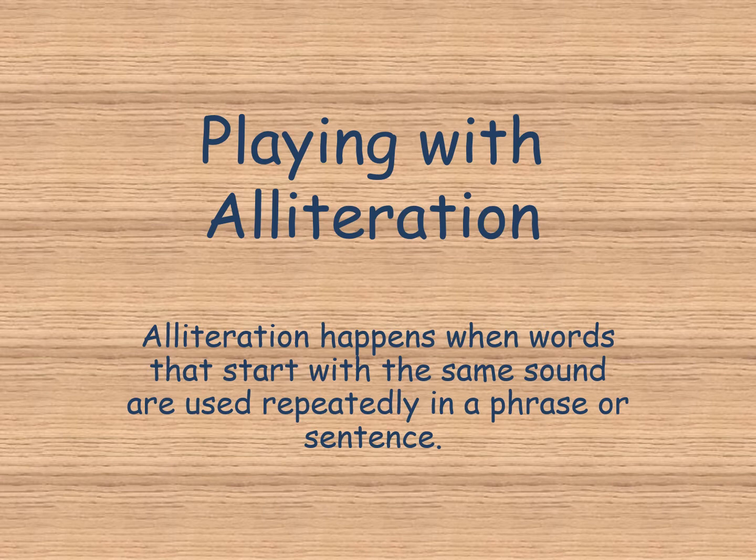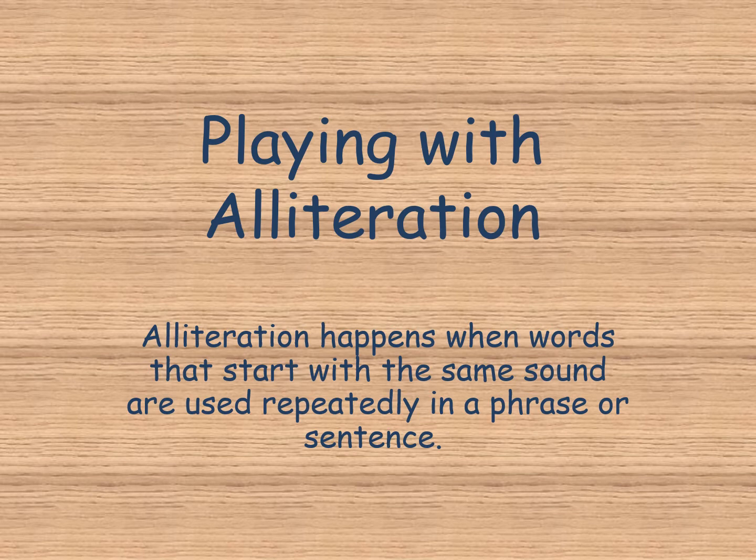Now alliteration happens when words that start with the same sound are used repeatedly in a phrase or a sentence. Alliteration is a fantastic skill that helps children learn to hear and identify initial sounds at the beginning of words. This skill will help your child identify sounds in words, which will help them develop key reading skills.